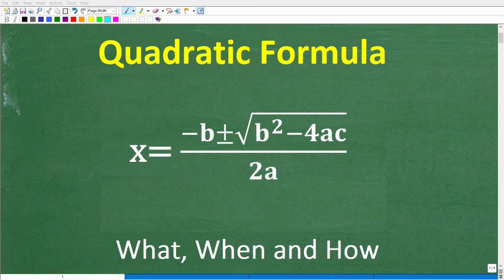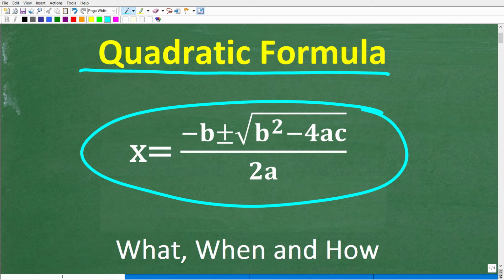Okay, so one of the most important formulas in all of algebra is the quadratic formula. Now, this is the actual formula right here, and I'm going to fully explain this in this video, but let's see how much you actually understand about the quadratic formula. Okay, so I have three simple little questions for you: what exactly is it? When do you use the quadratic formula? And how do you use it properly?